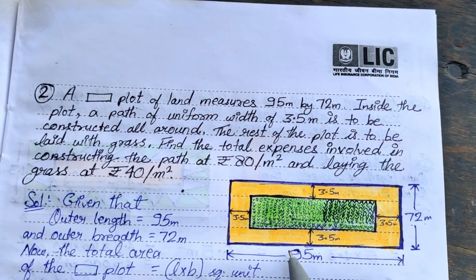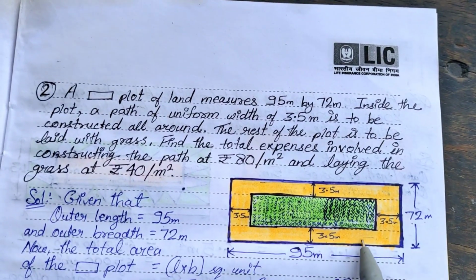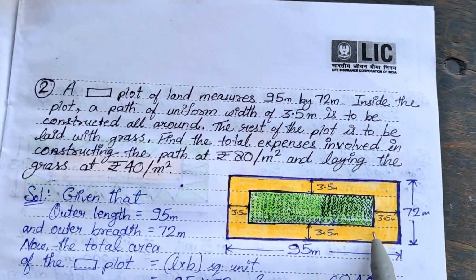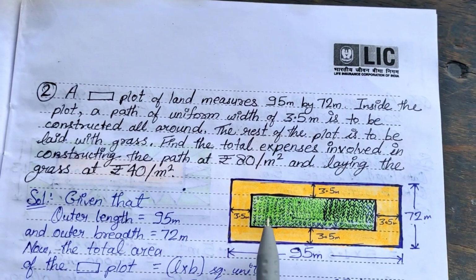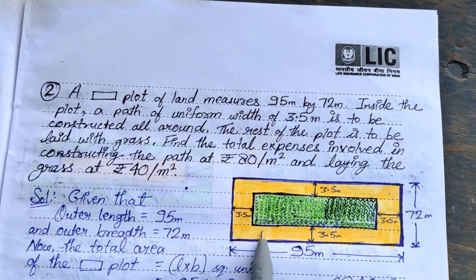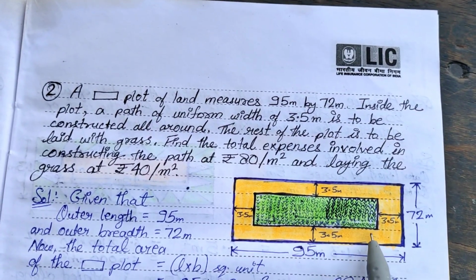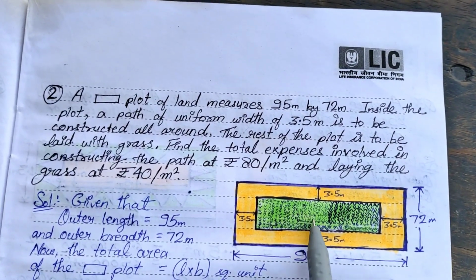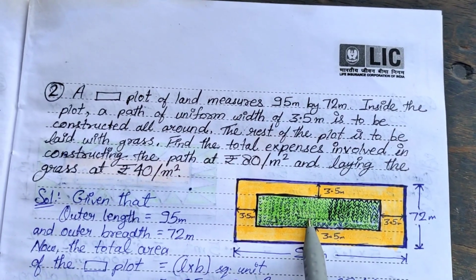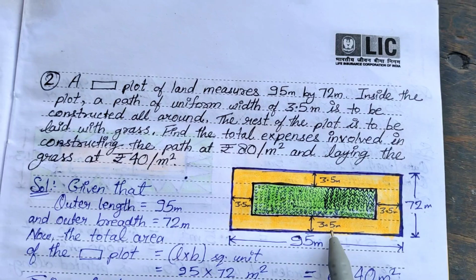Now you have to find the area of the path, and also you have to find the total expense. First you have to find the expense of constructing it, and after that you have to find the total cost of laying down the grass, then add both the costs to find the total expense.